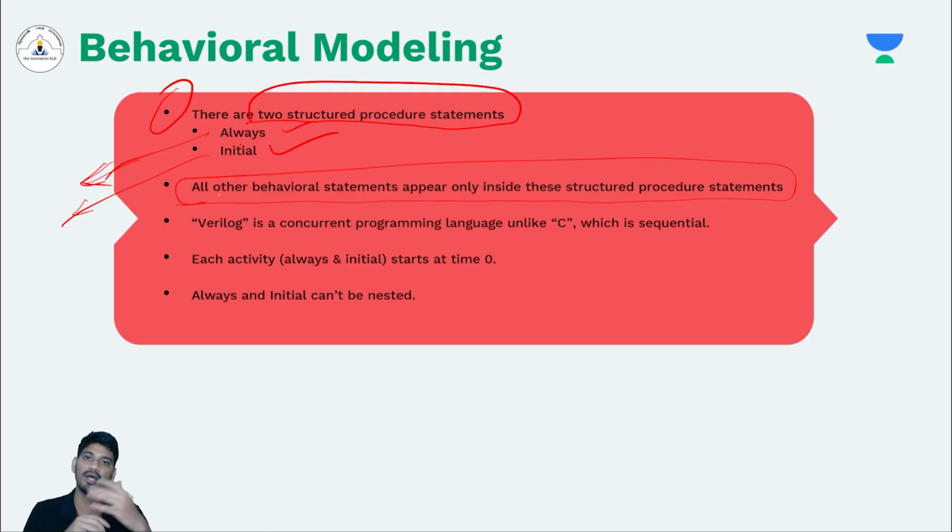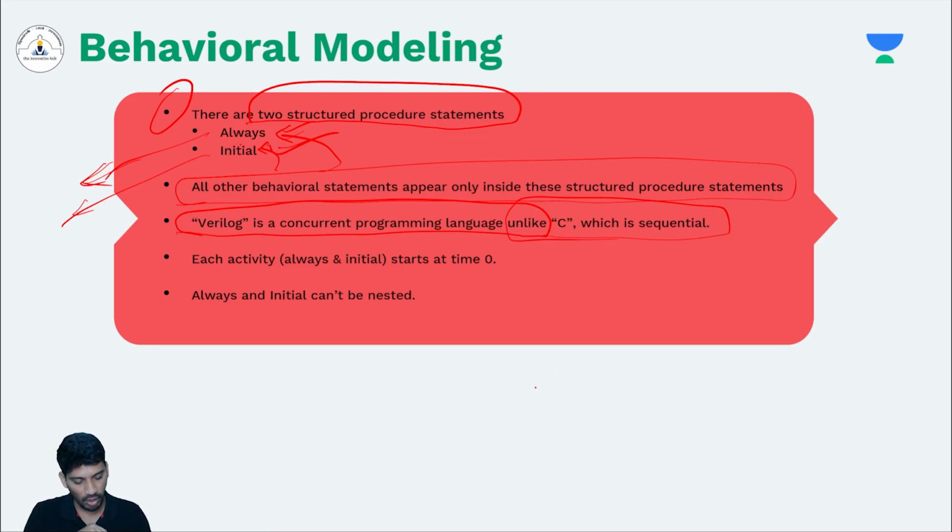What I meant is all of the code that is present in the behavioral modeling will always be inside these two blocks, initial and always. I will show you what are these two. And then we'll see Verilog is a concurrent programming language, unlike C, which is a sequential language. So what is concurrent and what is sequential? Let's say you want to write: A is equal to B plus 1, C is equal to A plus 2, and D is equal to B plus 3.